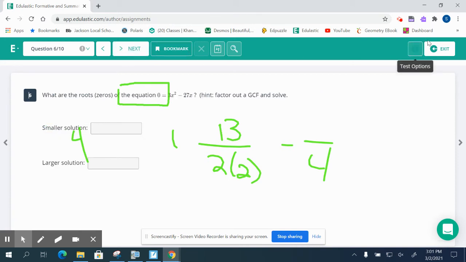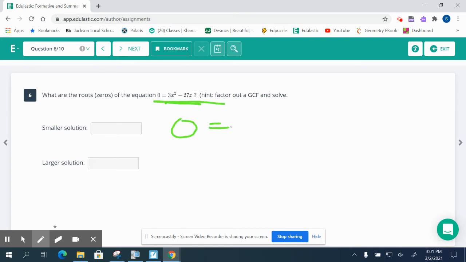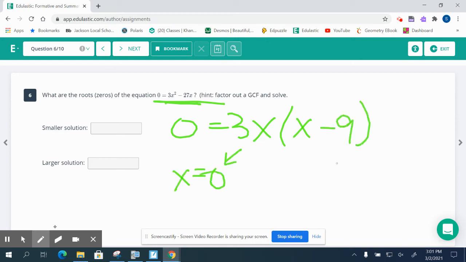All right, for 6. This question is recalling something from Unit 8. So it wants you to factor out the GCF. So for here, our GCF would be 3x. And then we'd be left with x and then minus 9. So then this answer would give you x equals 0. This answer would give you x equals 9. So those are what you would put for the smaller and the larger solution.